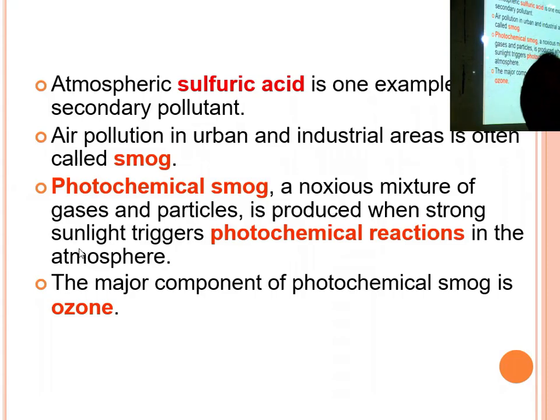Now what is photochemical smog? A mixture of formaldehyde, formic acid, this type of organic acids, alcohols, and ketones, these organic compounds floating in the air together, producing smog. Smoke plus fog. It is formed by photochemical reaction, oxidation. That's why it's called photochemical smog. The major component of photochemical smog is ozone.